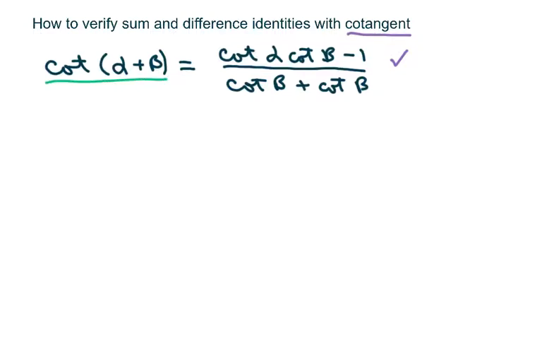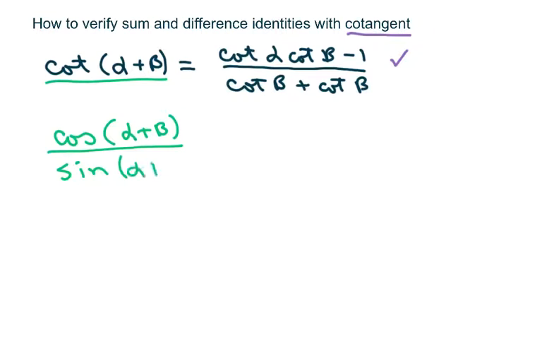We know that cotangent is cosine over sine. So basically what we have is cosine of alpha plus beta over sine of alpha plus beta. And then we're going to proceed on from there. And you should, before you watch this video, already know your formulas for these. So I'm just going to write them out.